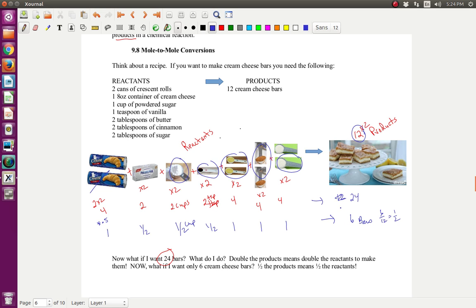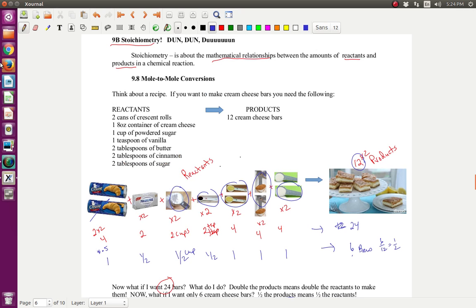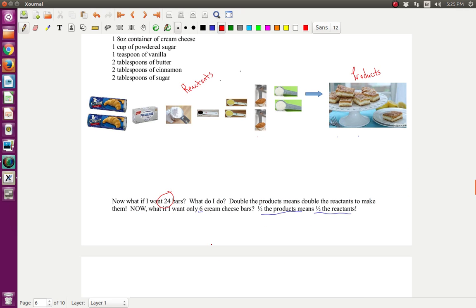So all this is a ratio, and it's what you need to do if you want to make a recipe, and you naturally do this. So down here it says, now what if I want 6? 1/2 the products means 1/2 of the reactants. So 6 is half of 12, so I need half of all the reactant pieces. Okay, this is the same thing that happens in chemical equations. The amount that I need might change, and so the amount that I use up will also change. Okay, so let's move on from here.